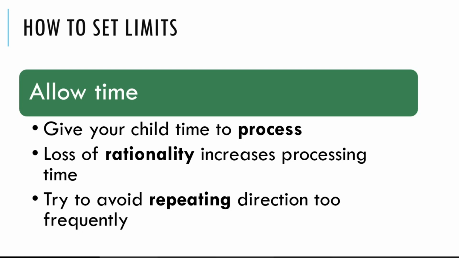Another, allowing time. Give your child time to process the limit that we set. The loss of rationality increases the processing time. We all take longer to process when we are upset. It's why we have those "I should have said, I should have done" moments when we are defensive about what someone else has said to us.